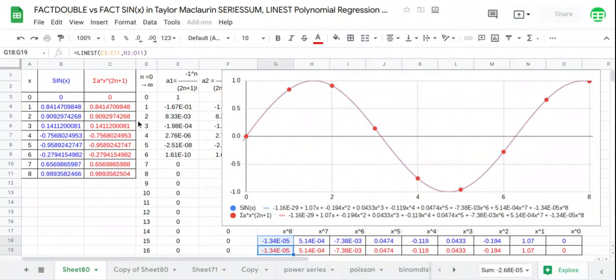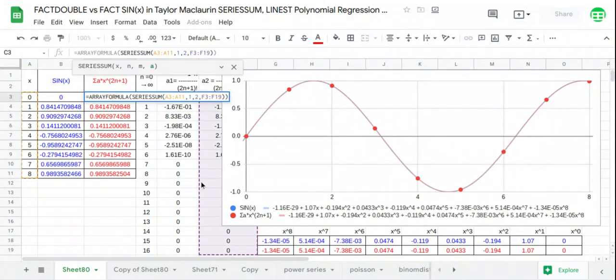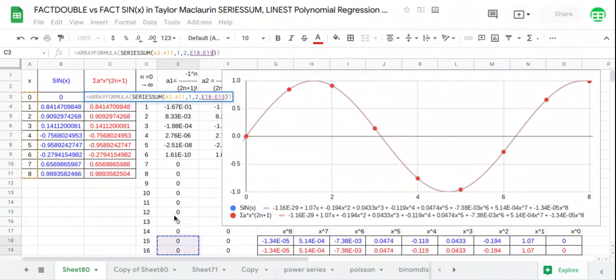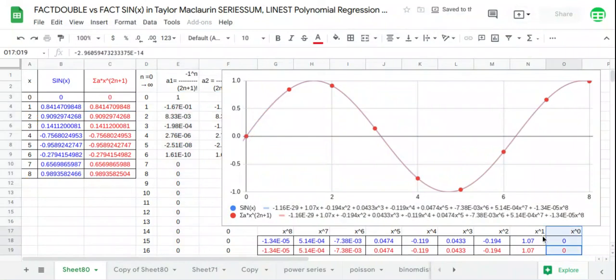That's because we're using the double factorial, which is this. Suppose we use the factorial. Let's use the factorial. And enter. The polynomial regression coefficients are still the same. The polynomials are still the same. The trend line is still the same. And the data sets, they're still the same.